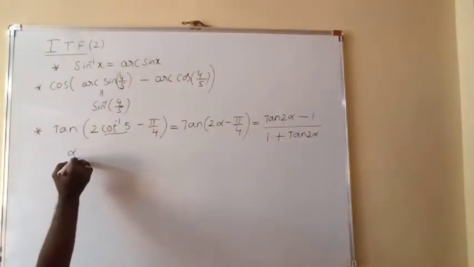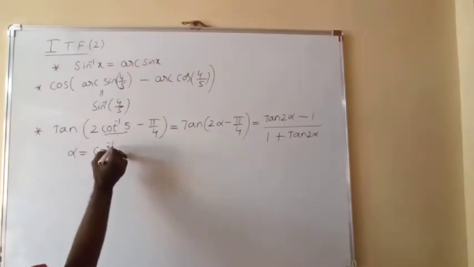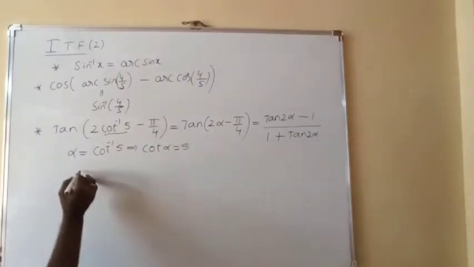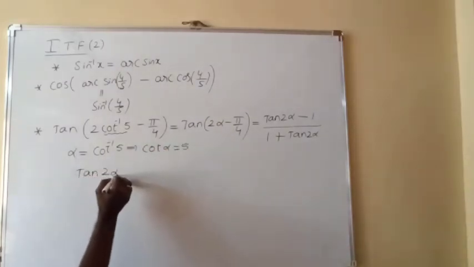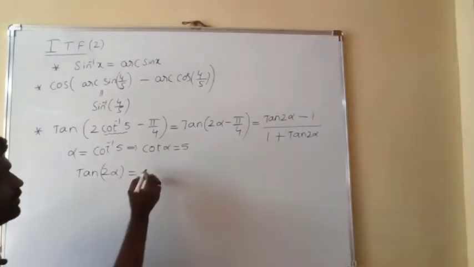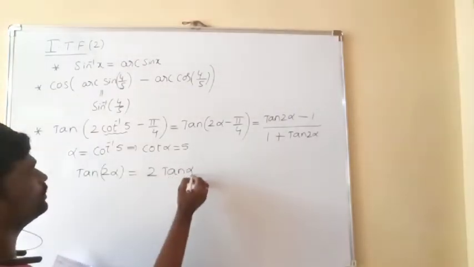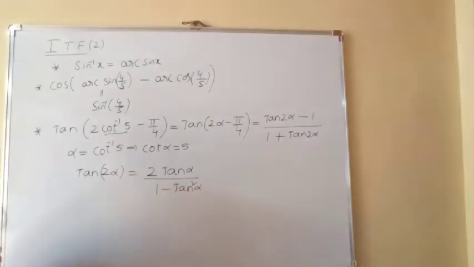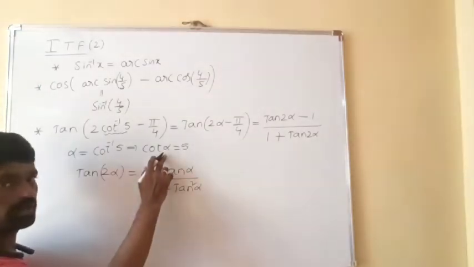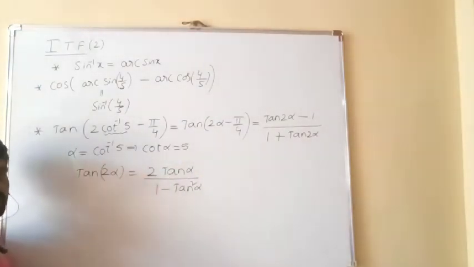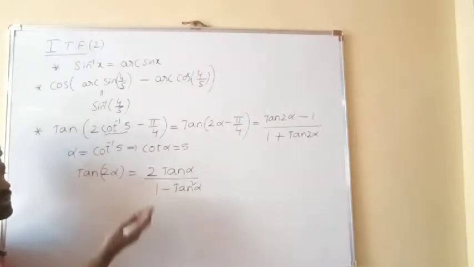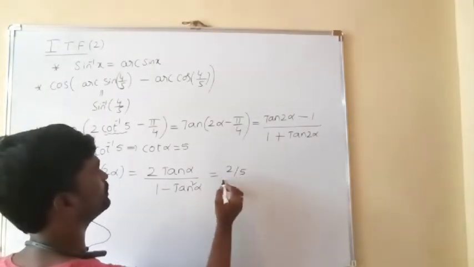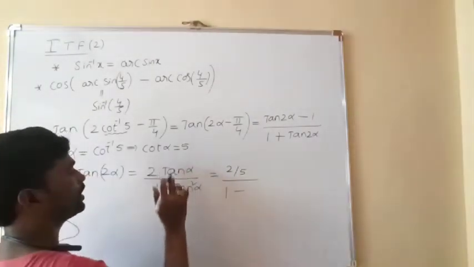So to get this value we have to calculate the tan 2 alpha value. But what is alpha? Alpha is cot inverse 5, so cot alpha is equal to 5. We have to calculate tan 2 alpha, and the formula is 2 tan alpha divided by 1 minus tan square alpha. Is it required to draw a right angle triangle for angle alpha? Not required, because cot alpha is 5, so tan alpha is 1 by 5.